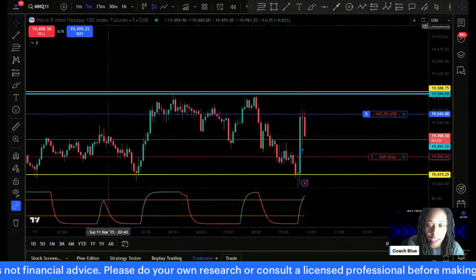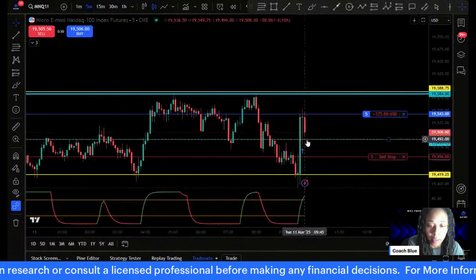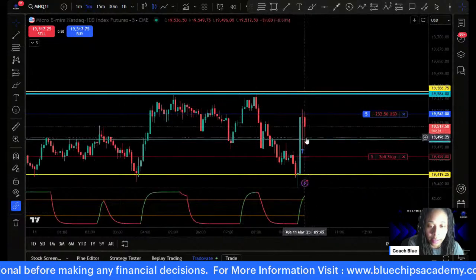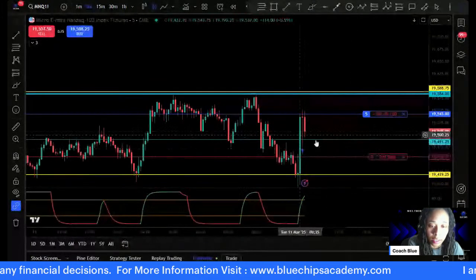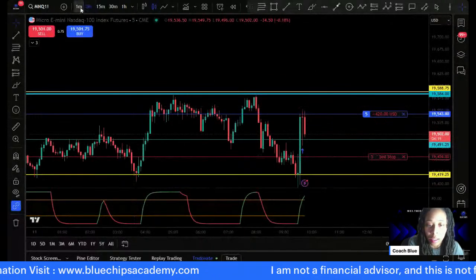Looks like we're getting rejected right here. Interesting. Let's see if we can still hold this level right here. If we can still hold this level, then that's a good sign. But let's see. Okay, because we still got a lot of time left on this candle right here. Let's see what we get.